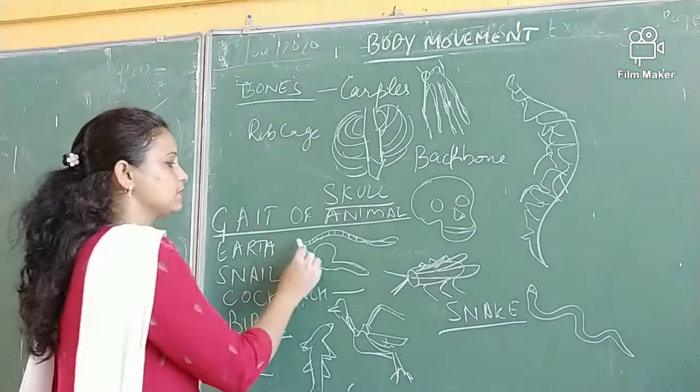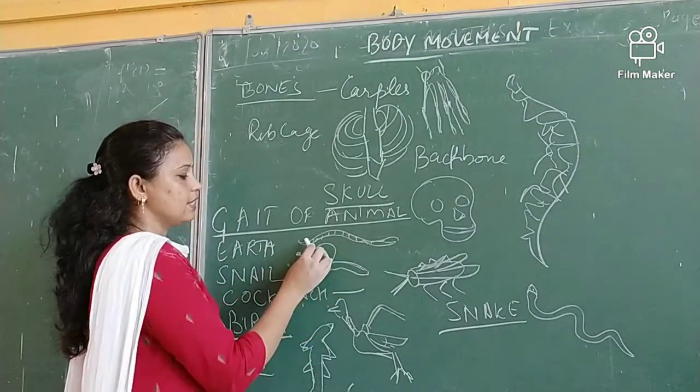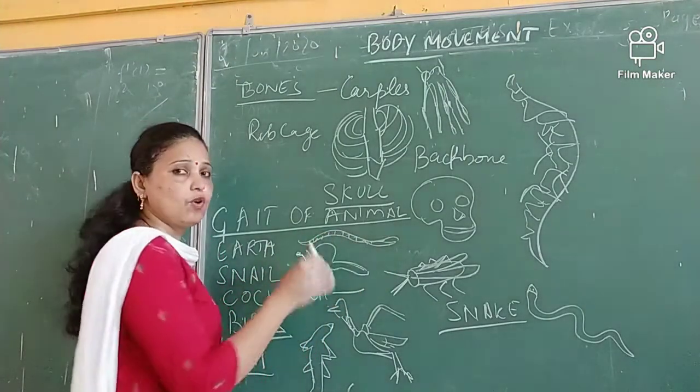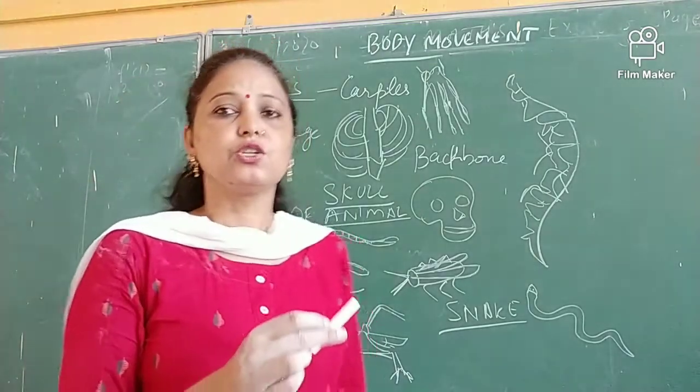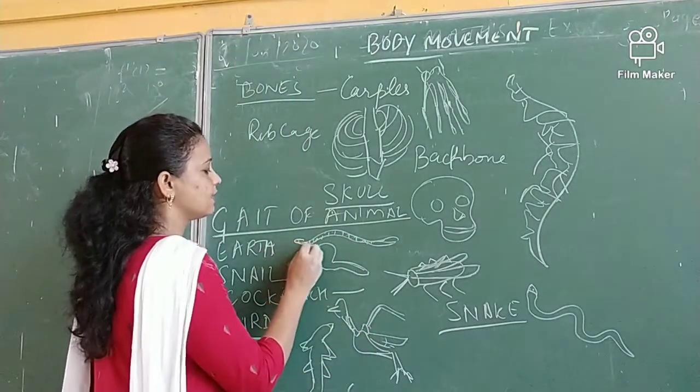You will find that the earthworm is a long thread-like structure, and it has rings. What are these rings? These are muscles. So the earthworm has rings like this.